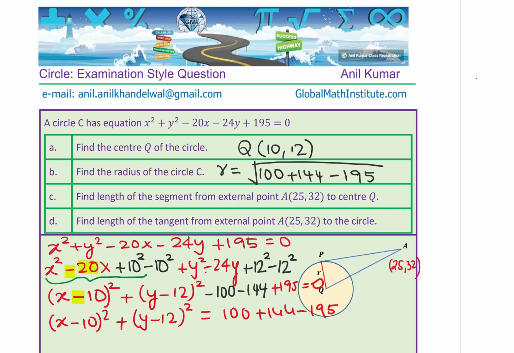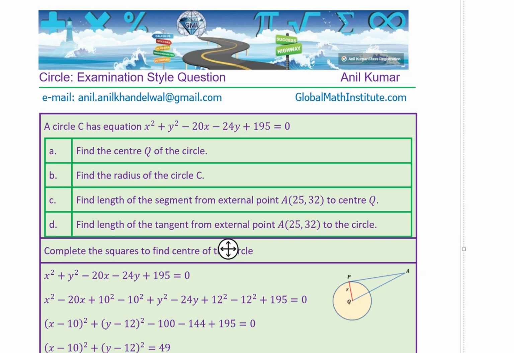Now, can you tell me how we are going to do C and D? Well, C is find the length of the segment from the external point A to the center. Well, we know these 2 points and we can use the distance formula, right? So we can use the distance formula, and we know what the distance formula is, correct? So the distance formula is the square root of what? Change in x values, let me write like this, plus change in y values. Is that clear to you? And square root. So that is the distance formula which we will use. We know the center point Q and the exterior point 25, 32. Perfect.